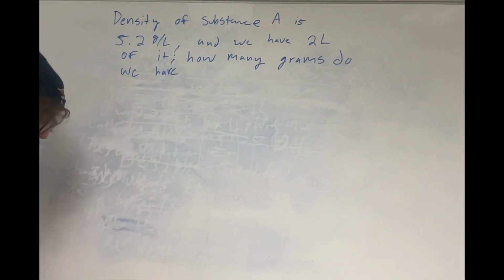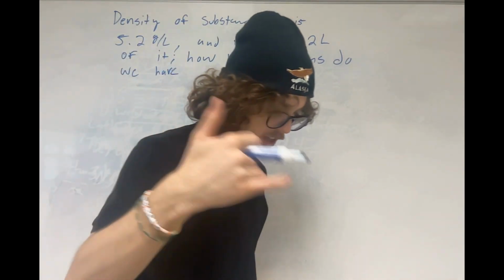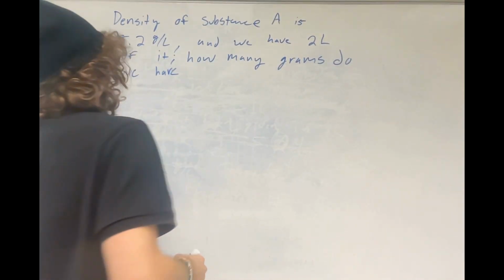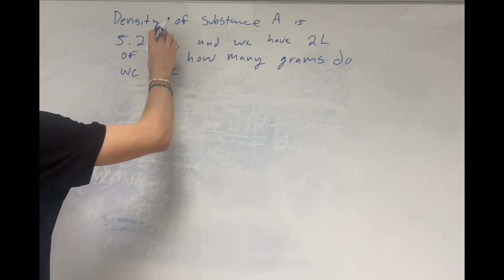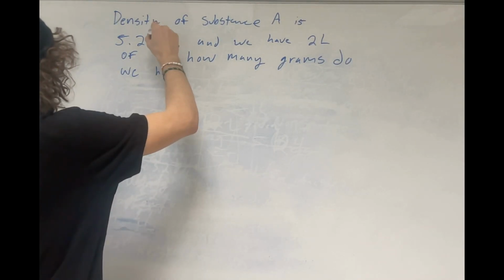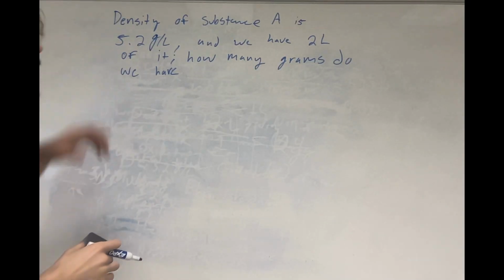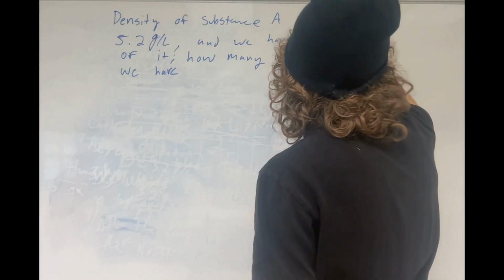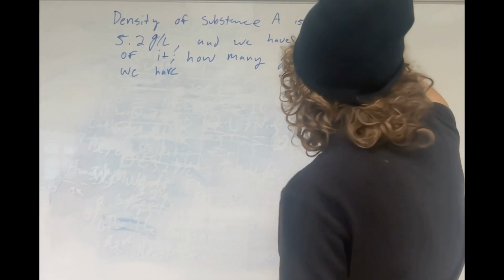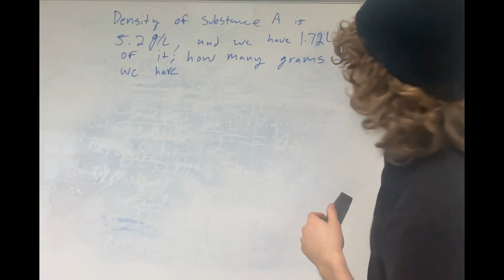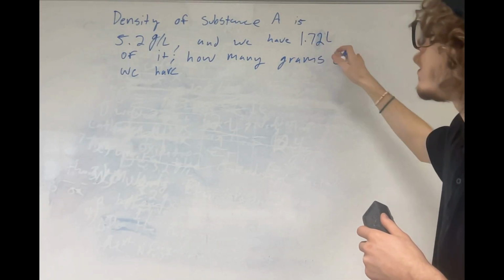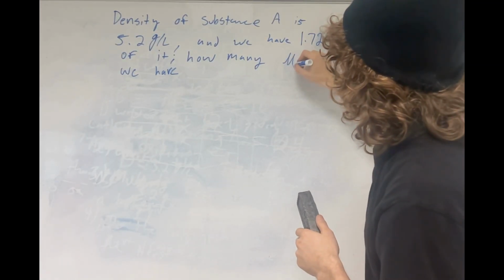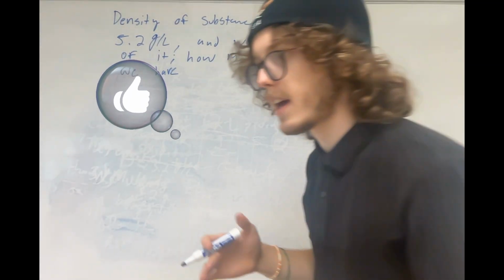Let's spice it up a little bit. Let's ramp the difficulty. This is the hardest that you will see at this point before you start dealing with moles. Okay, so imagine that you have a density now of 5.2 grams. Let's now say that we have only 1.75 liters. Actually, let me change that. Maybe 1.27 liters. 1.72 liters. How many micrograms do you have? Okay.